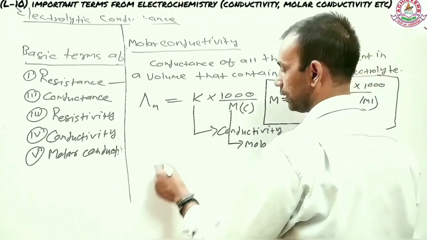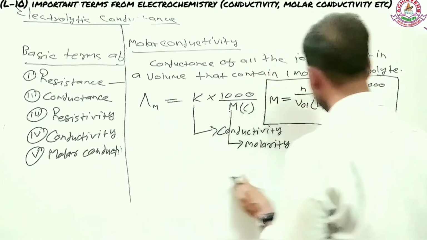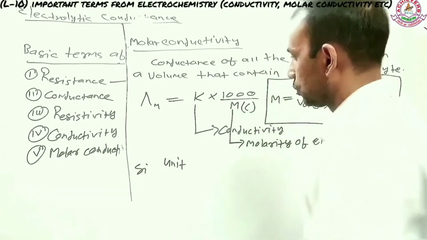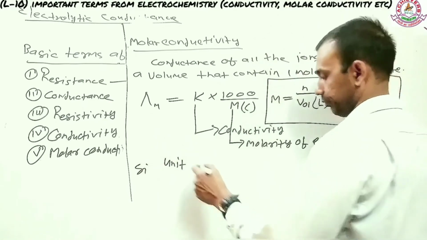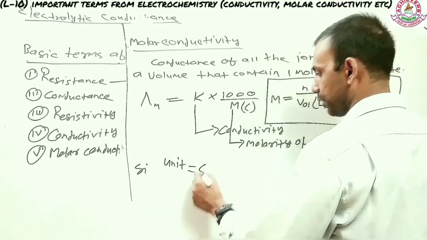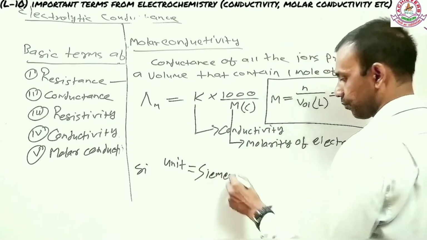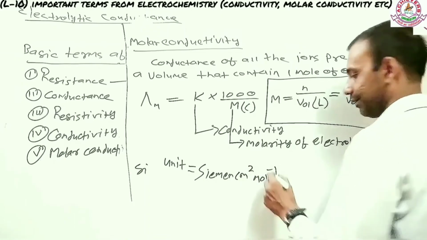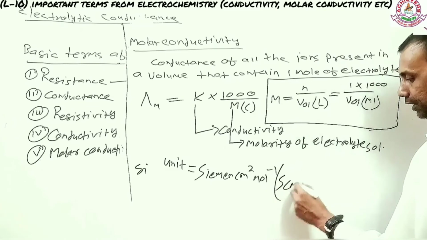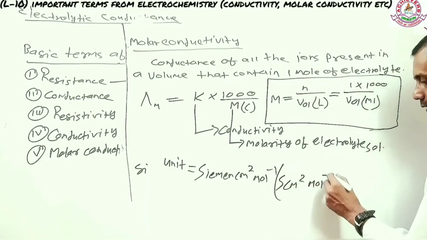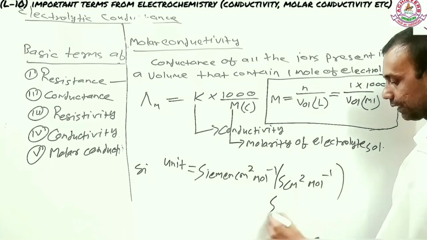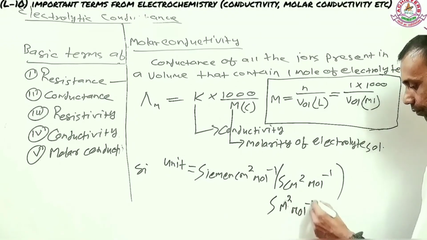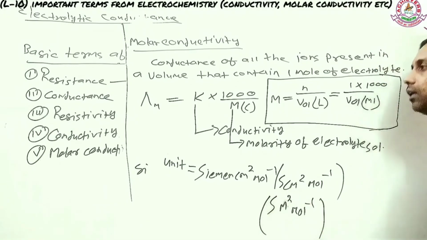Now let's talk about molar conductivity and its unit. The SI unit is going to be Siemens centimeter square per mole. If you are interested in making this in meter, you can write it like Siemens meter square per mole. So this is the unit of molar conductivity.